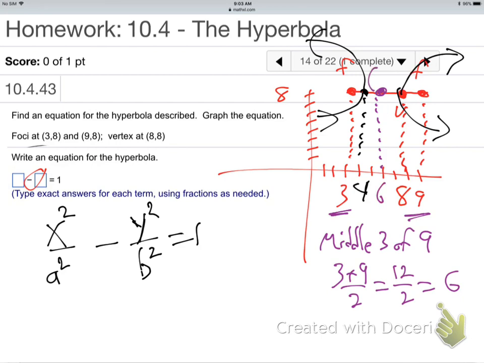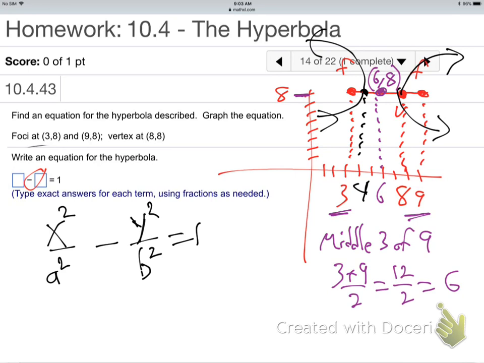6 what, though? We need 2 numbers. Over 6, up 8, because all this is up 8. So the center is 6, 8. Are you with me? Does that make sense how I'm doing that? Is there anything I can say to help on that? Does that make sense?